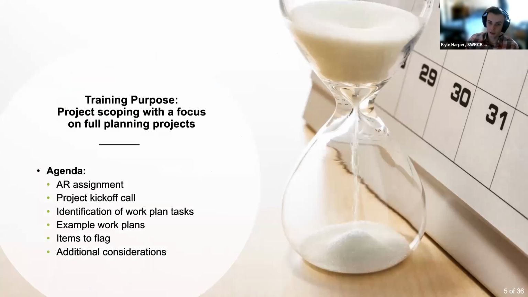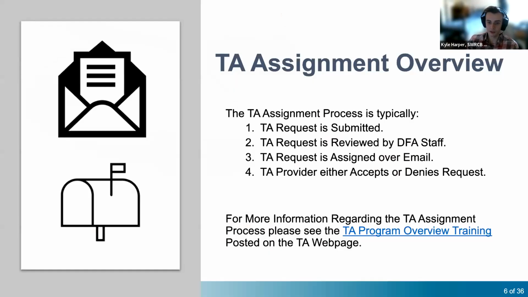So today we'll be focusing on project scoping with a focus on planning projects. Planning is when a TA provider completes all planning and design tasks necessary to prepare a water system to implement a construction project. In this training, we will be going over TA assignment, project kickoff calls, identification of work plan tasks. We will also go over some example work plans, some items to flag, and some additional considerations TA providers should make. So first, we will briefly touch on the TA assignment process.